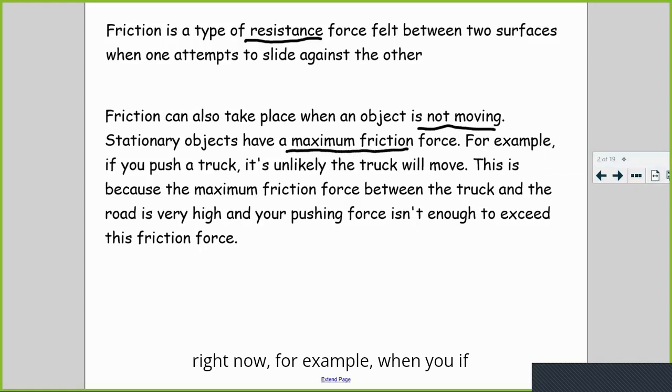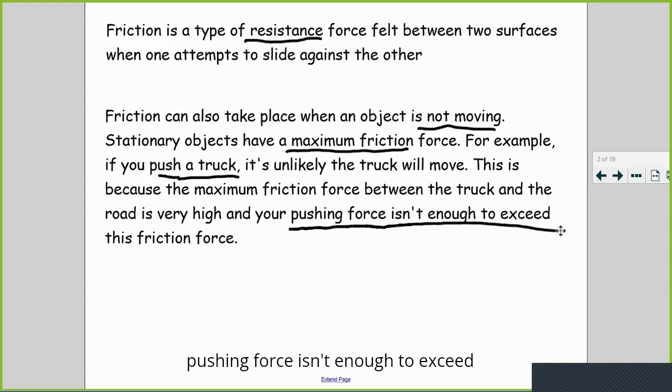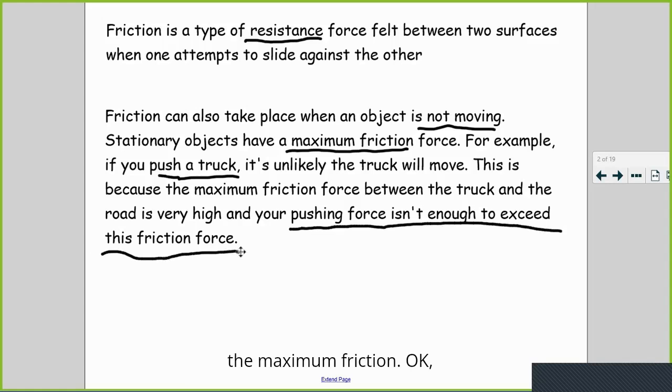Now, for example, if you try to push a truck, the truck is not going to move, and this is because there's a friction between the truck and the road. And this causes the truck not to move when you push it. In order for the truck to move, your pushing force has to be higher than the friction. But the reason the truck is not moving is because the pushing force isn't enough to exceed the maximum friction. So there's a maximum friction which is present in between every object and the surface it is on.